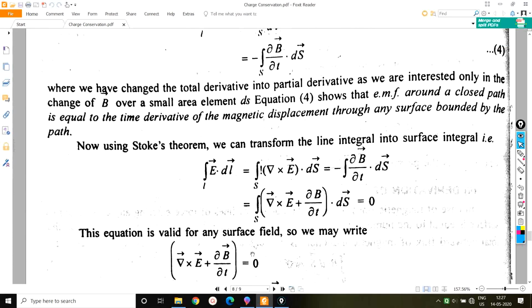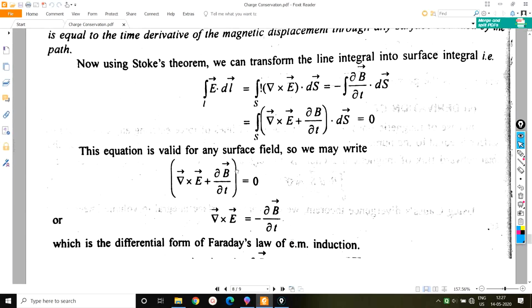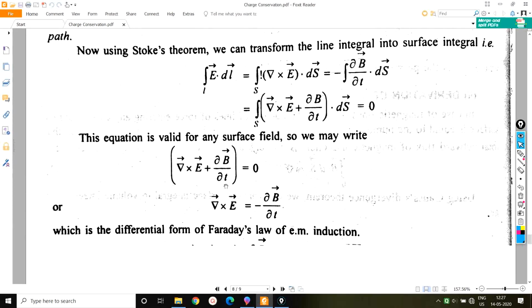Since it is 0 here, by the previous logic, the integrand must be 0. We have curl of E coming out to be minus del B del t. This is known as Faraday's law of electromagnetic induction.